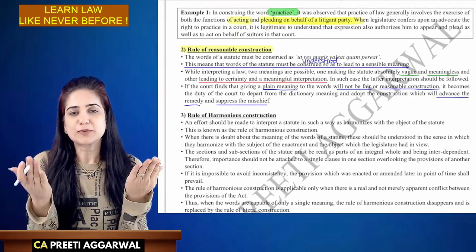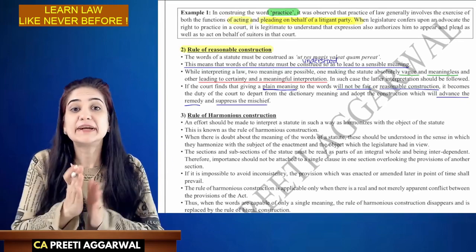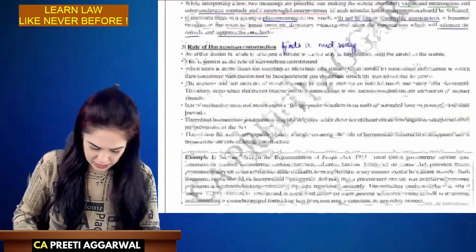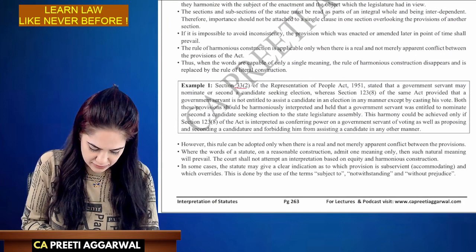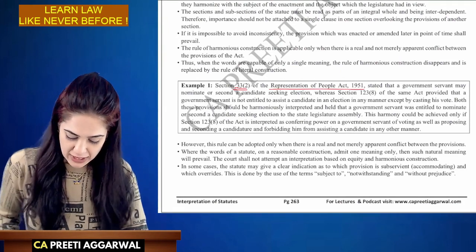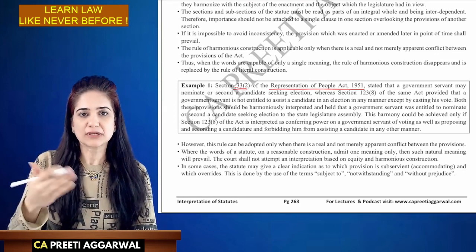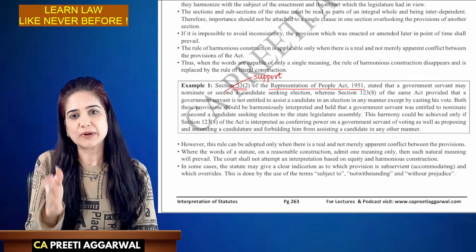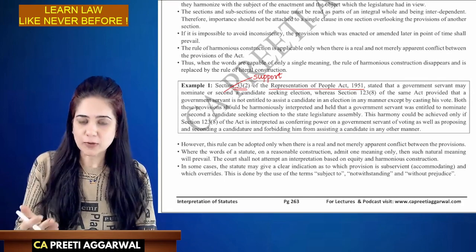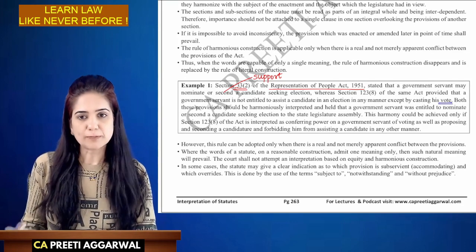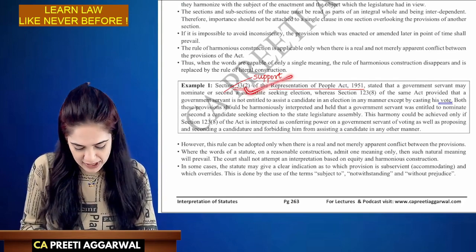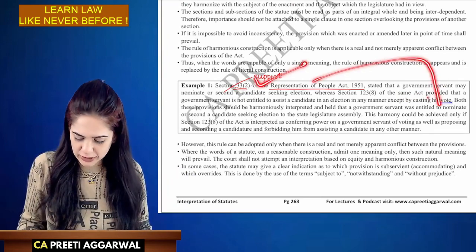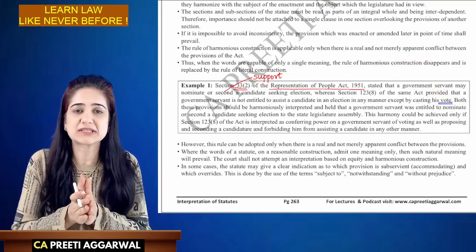There are two different provisions in the same section. You have to find a midway. Let's say, for example, section 33 of the Representation of the People Act 1951 states that a government servant may nominate or second, which means support, a candidate seeking election. But section 123 of the same act also states that if you want to support, then that will only be by casting your vote. So both are saying something different. One is saying that you may support, the other is saying you cannot support except by vote. Let's find a midway. So you can support only through voting. So that is a midway. This is nothing but harmonious construction.